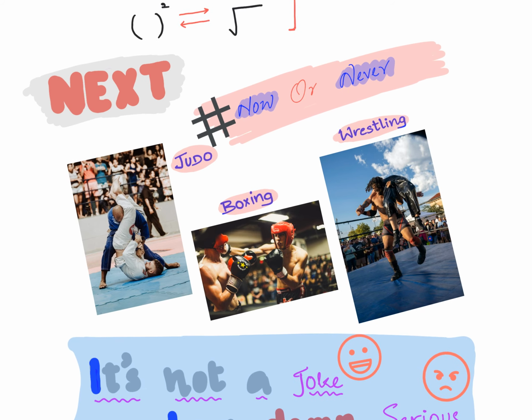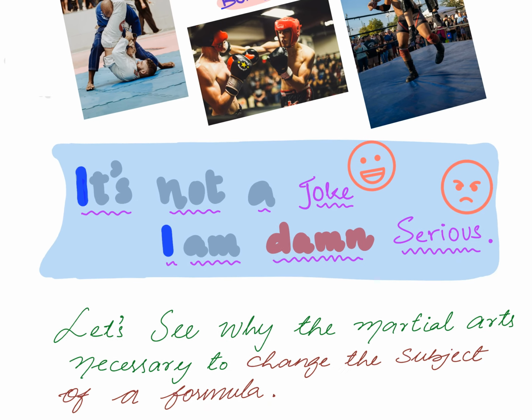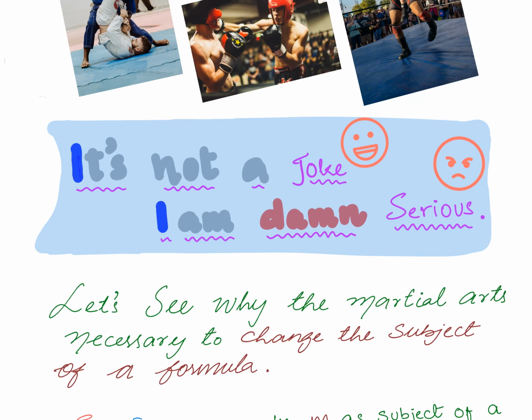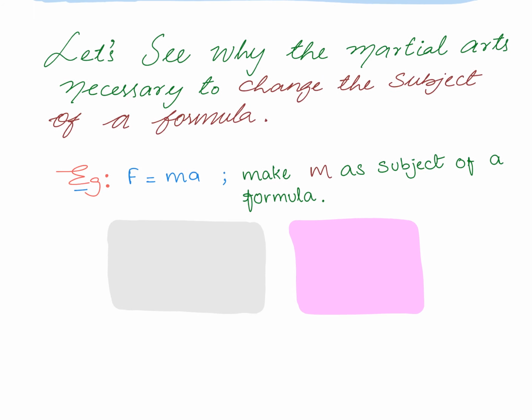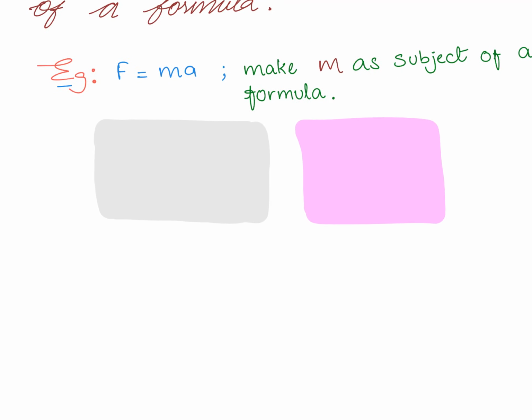Along with the opposites, we need to learn the following: judo, boxing, and wrestling. Students, it's not a joke. I'm very serious. Let us see why martial arts are necessary to change the subject of a formula with an example. The example here is f equals ma, and now my target is to make m the subject of the formula. To do that, we need to ask something.